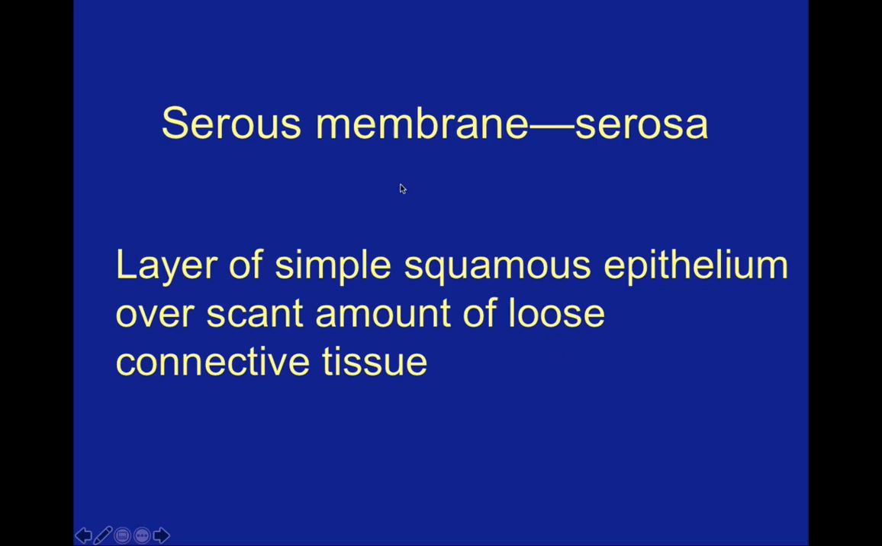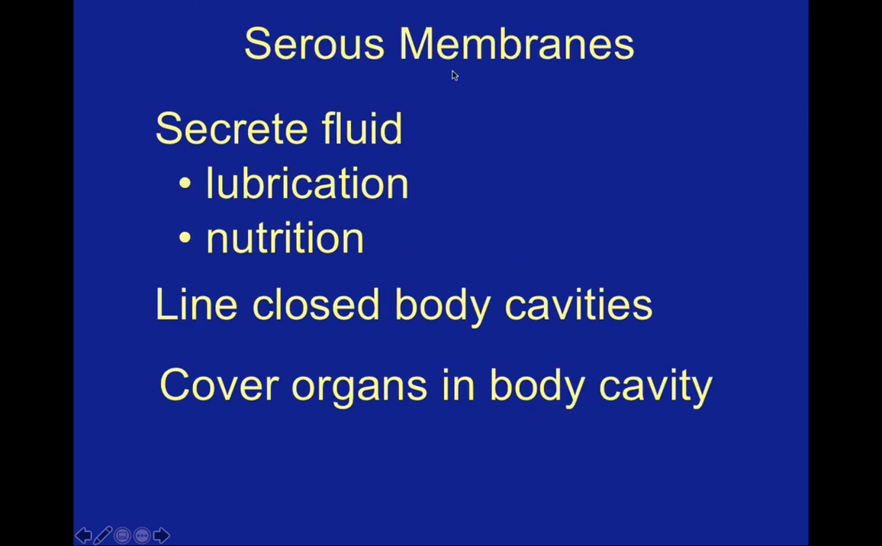Now, our third type of membrane are the serous membranes, which can commonly be referred to as serosa. Much like the mucous membranes, this is still going to be two different layers of tissues, one layer of simple squamous epithelium, and another layer of underlying connective tissue. The serous membranes will release serous fluid, which is extremely important for lubricating organs inside of the body.